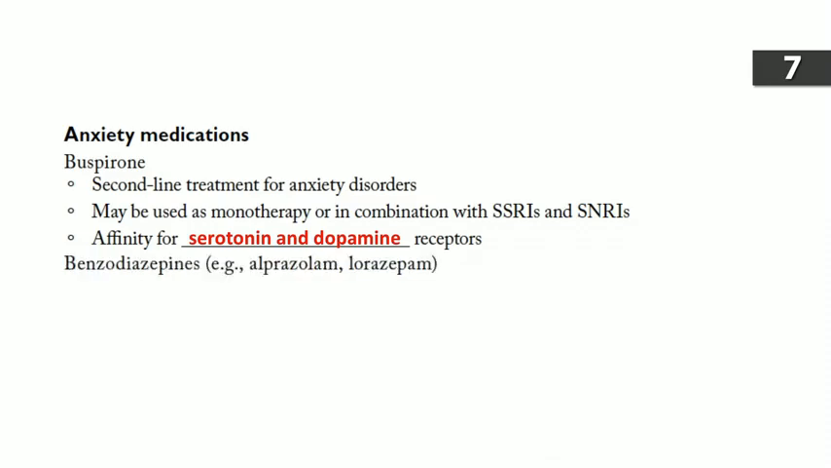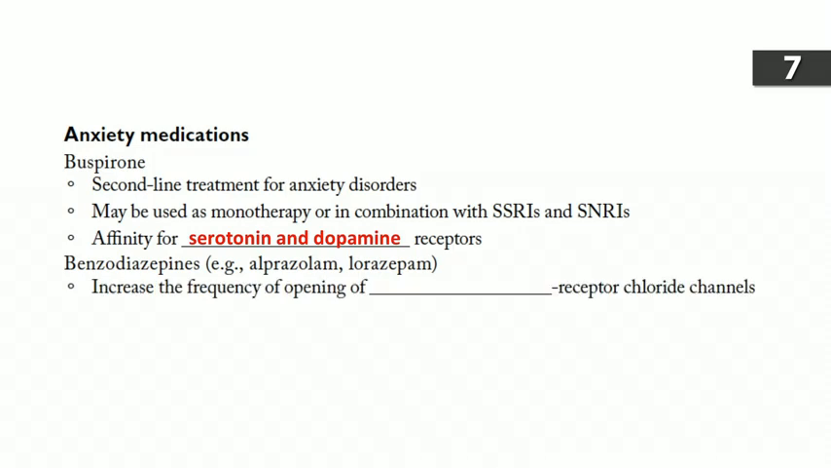And then benzodiazepines like alprazolam and lorazepam are used fairly frequently, probably too frequently. Benzos work by increasing the frequency of opening of chloride ion channels that are normally activated by GABA. Now, contrast that with barbiturates, which act on the same GABA receptors, but barbiturates keep the channels open longer. Benzos make those GABA receptors open more frequently.